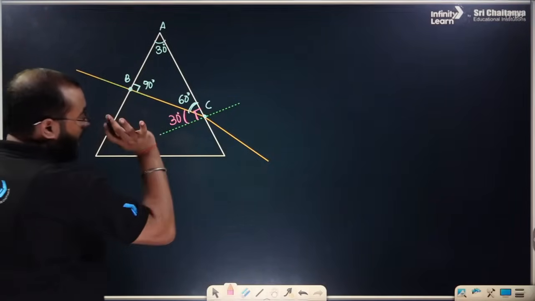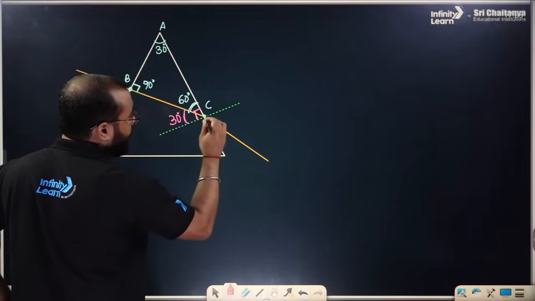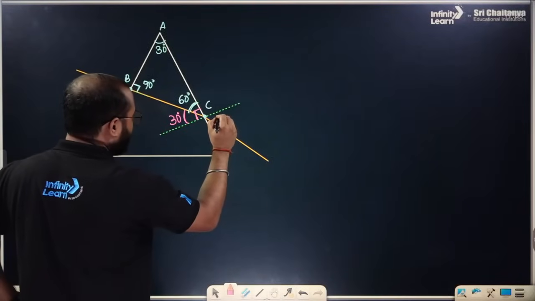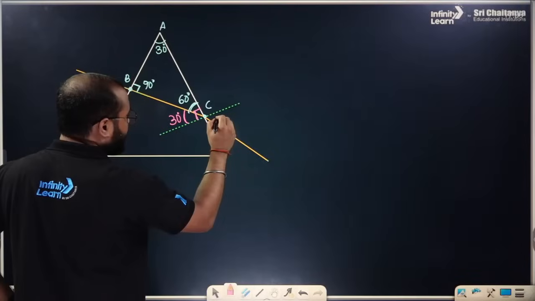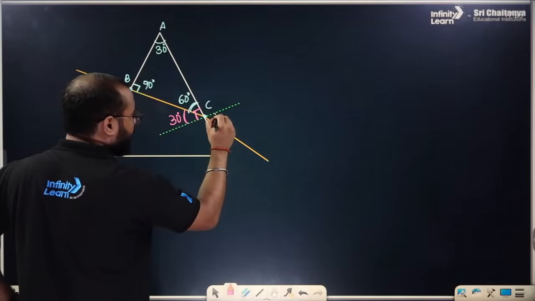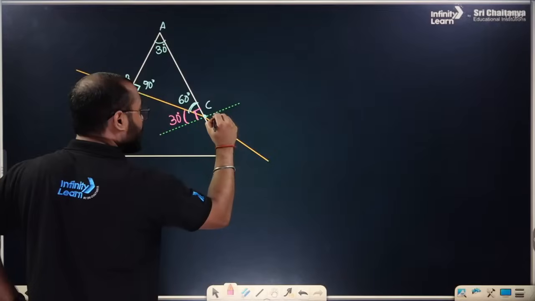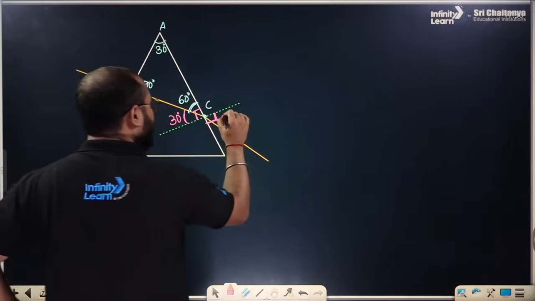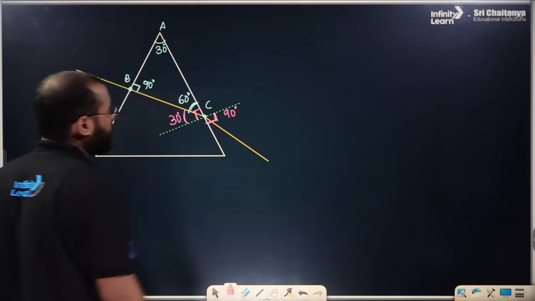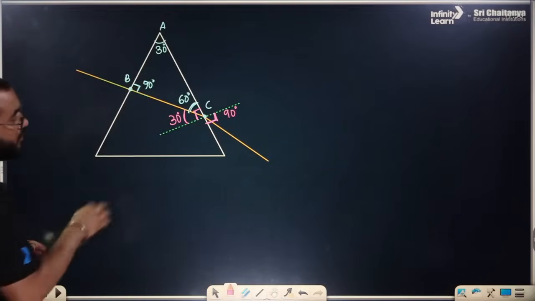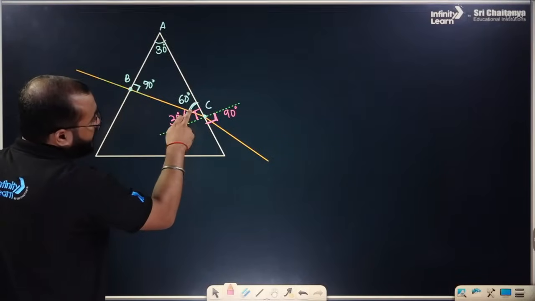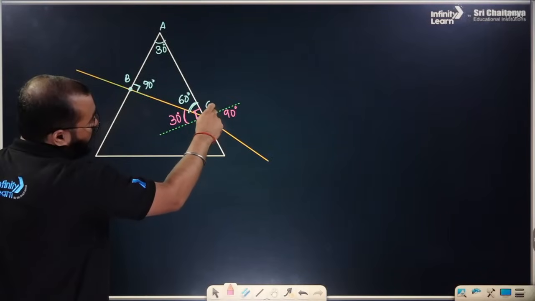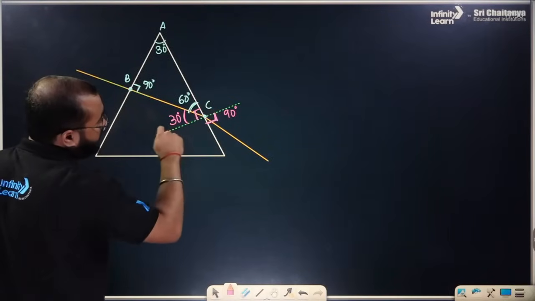If this is 30, everyone, one thing again, try to understand. If this is 30, this is going to be 90 degree. Simple words, this is going to be 90 degree. If this is 90 degree, we have to solve one thing more. How are we going to solve it? See, this is going to be 60, and then we have 90 over here, 60 and 90.